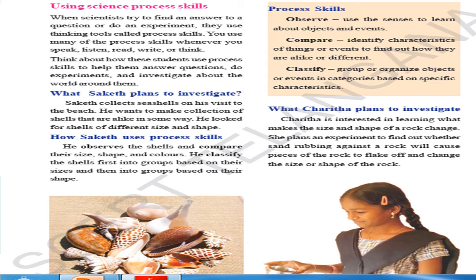Process skills. Observe, three important parts of it. Observe, compare, and classify. Observe: use the senses to learn about objects and events. Compare: identify characteristics of things or events to find out how they are alike or different. What is classify, children? Group or organize objects or events in categories based on specific characteristics.